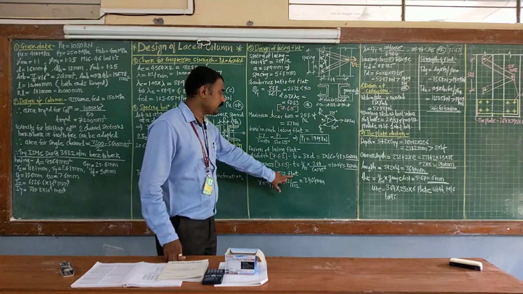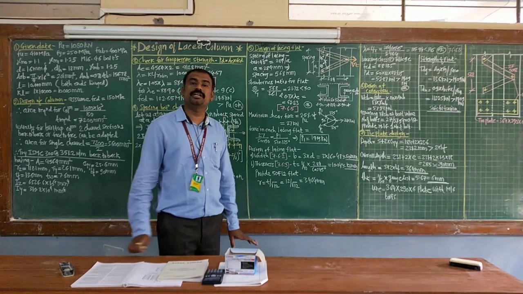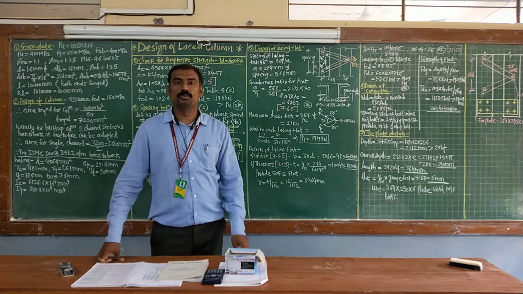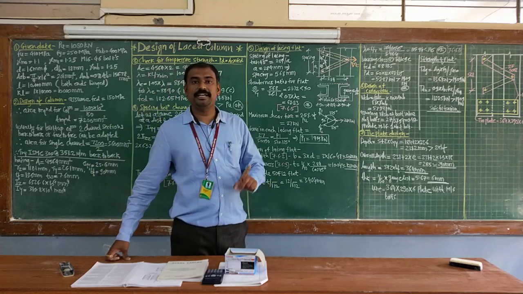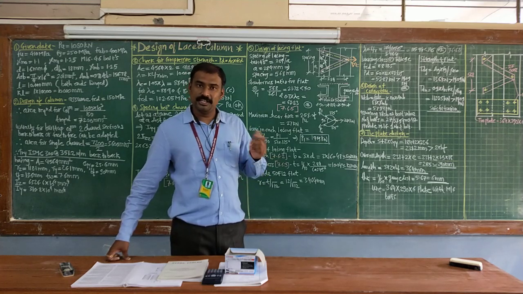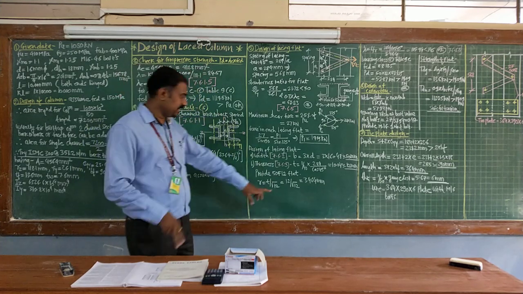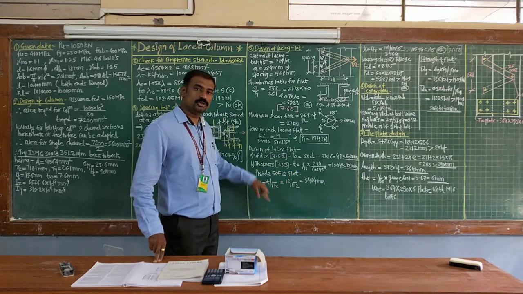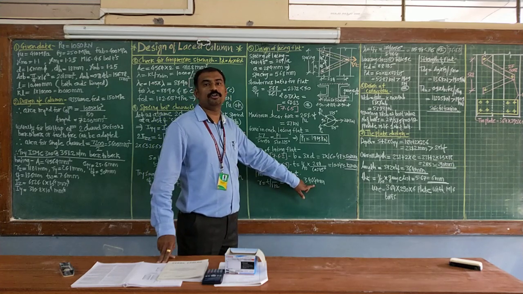Now provide 50 F12 flats, for which we calculate the radius of gyration. Radius of gyration is calculated as the square root of moment of inertia divided by area. The moment of inertia for a plate is width multiplied by t cube divided by 12, that is b into t cube by 12, divided by area, which is b into t. Rearranging the terms, we get thickness divided by root of 12. Thickness is again adopted as 12 mm, therefore the radius of gyration will be 3.46 mm.